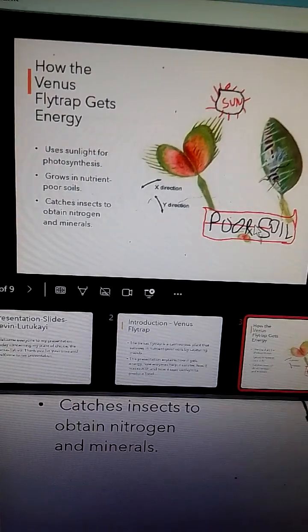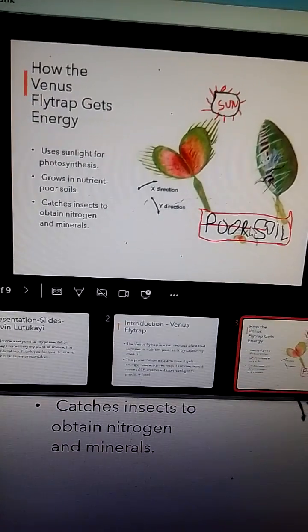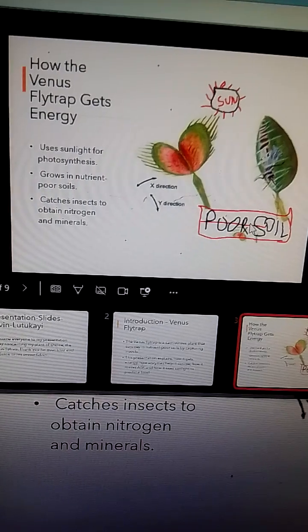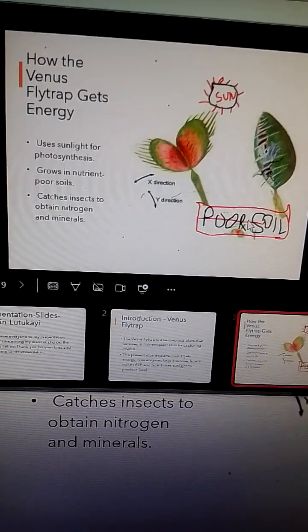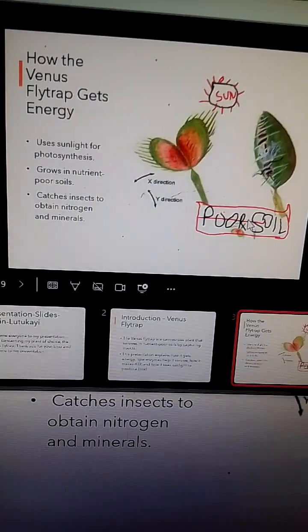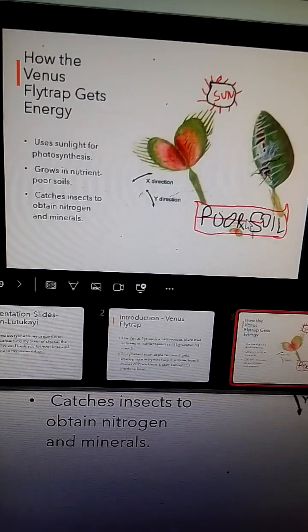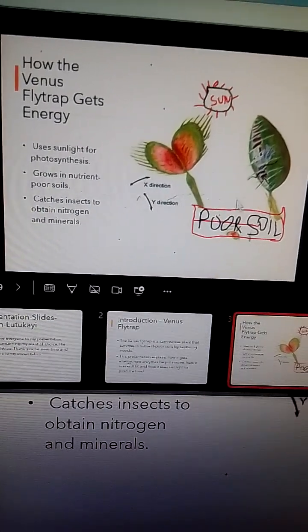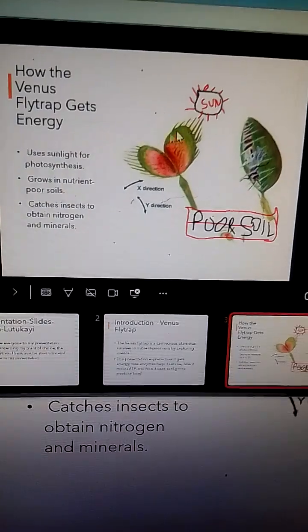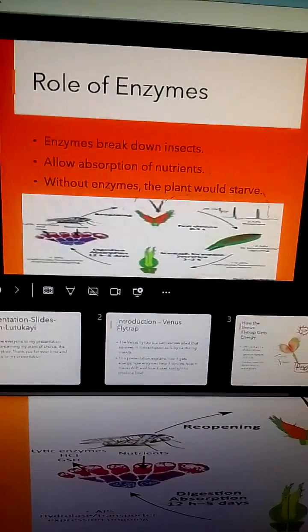That's the poor soil. To solve this problem, the Venus flytrap catches insects. The insects provide nitrogen and minerals that the plant needs to grow healthy leaves, traps, and roots. So sunlight gives it energy and insects give it nutrients, as you can see here. Next slide.